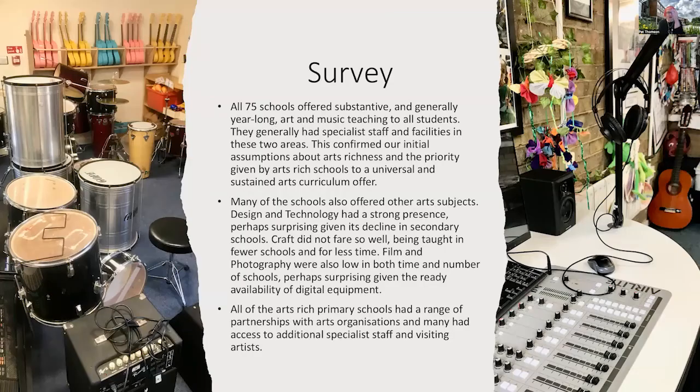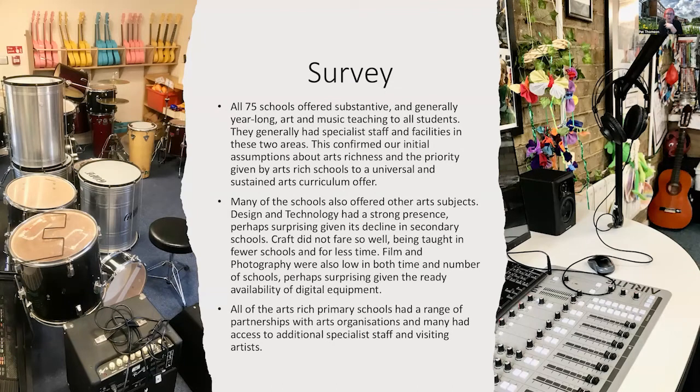Right, so I'm going to talk quickly about the survey. In the survey, we asked some basic questions about what subjects the schools taught, arts subjects, how long they were taught for, the kind of facilities they had, the kind of partnerships they had, and the kind of specialist staff they had. So we've got a basic understanding of these 75 arts-rich primary schools.